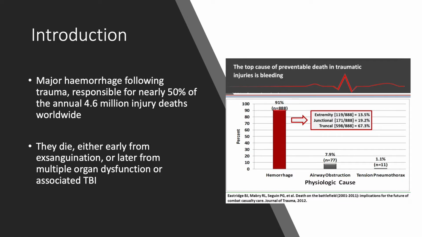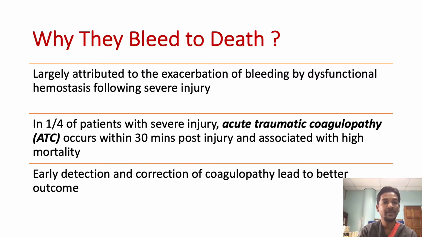Major hemorrhage following trauma is responsible for nearly half of the annual 4.6 million injury deaths that occur worldwide. Most of them die either early from exsanguination or later from multiple organ dysfunction or associated TBI. You can see in this graph, it shows that the leading cause of preventable death following trauma is due to hemorrhage. So why do they bleed to death?